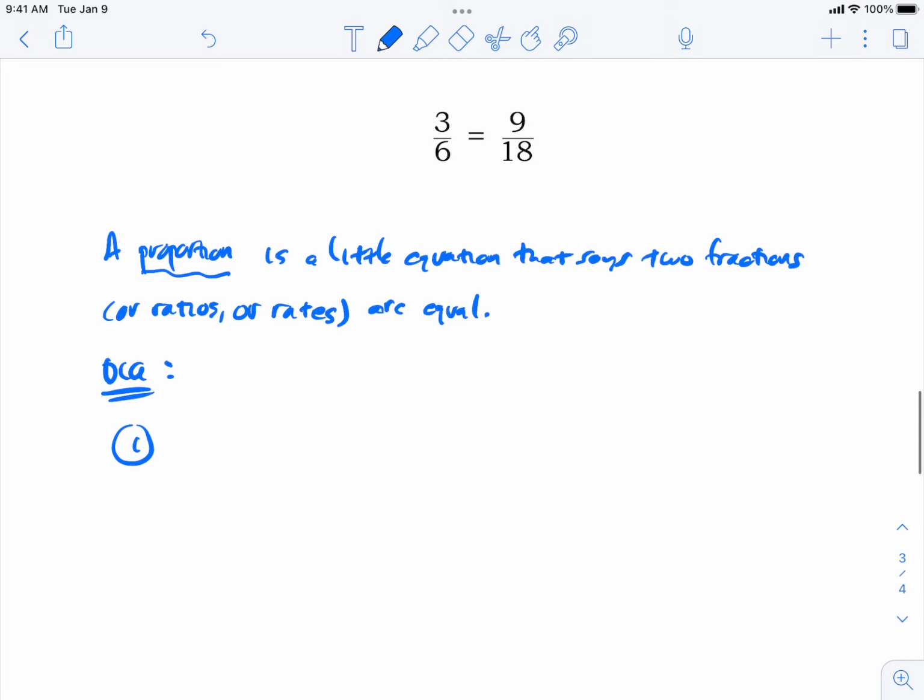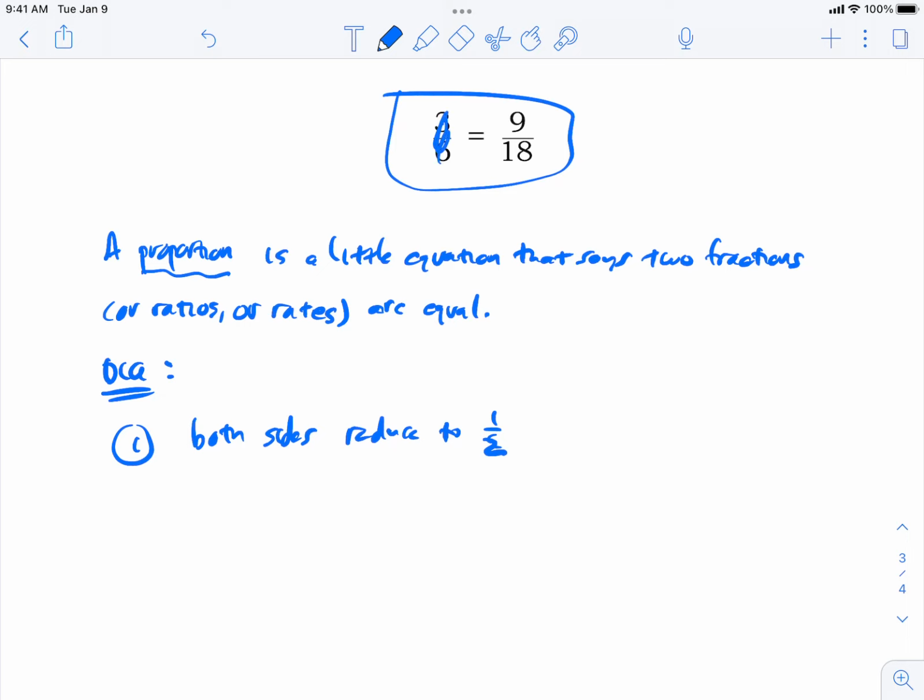Both sides in this particular proportion, notice both sides, if you reduce those fractions, you get the same thing. So both sides reduce to 1/2, right? So if you reduce 3/6, you get 1/2. If you reduce 9/18, you get 1/2. So they both reduce to the same thing. That's kind of cool.